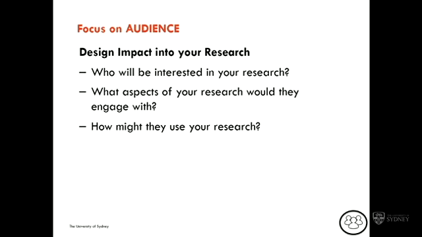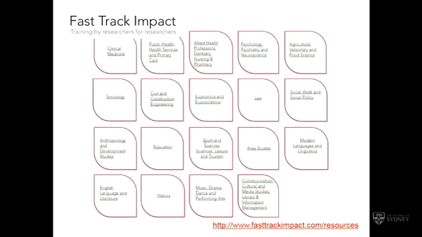And to determine who's going to benefit the most, you can look at what others have done in your field, what audiences were targeted, and what evidence is available for how they've engaged. And I've included this particular site. It's a UK site, Fast Track Impact. It's got some really great free resources. It's got a stakeholder analysis template. So this can help you identify a potential audience.